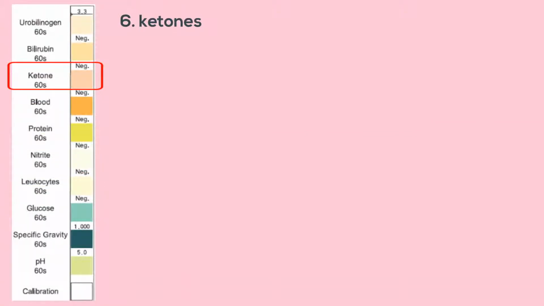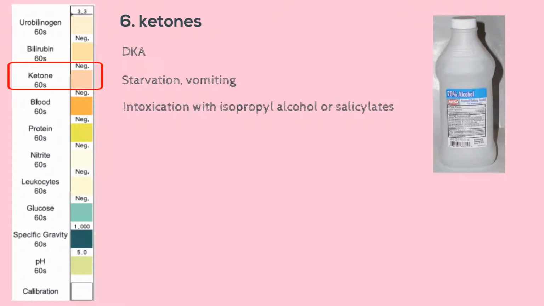Ketones. If you see ketones in the urine, this could indicate DKA, starvation, vomiting, or intoxication with isopropyl alcohol or salicylate.